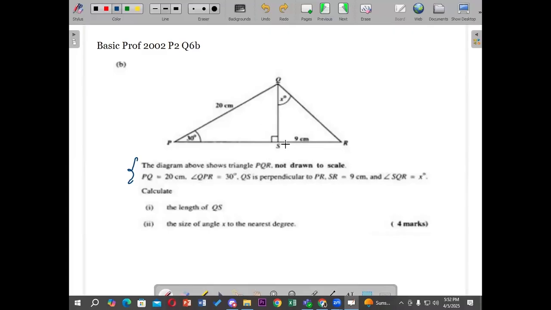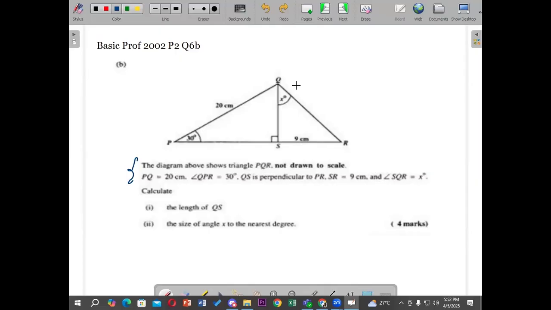SR is 9 centimeters, so they told us the length of this side here, SR. They also told us that angle SQR is X degrees, meaning we don't know the magnitude of it, but we'll get there shortly. The first thing they're asking us to do is calculate the length of QS.